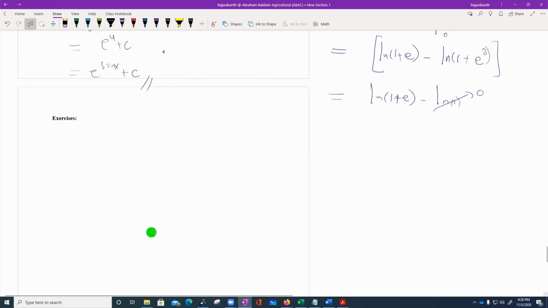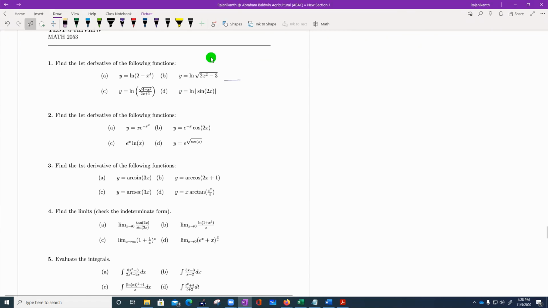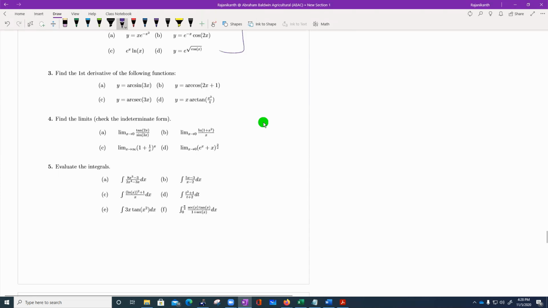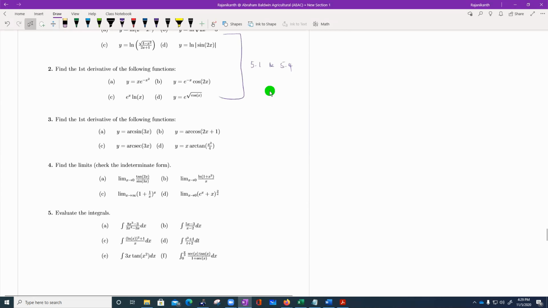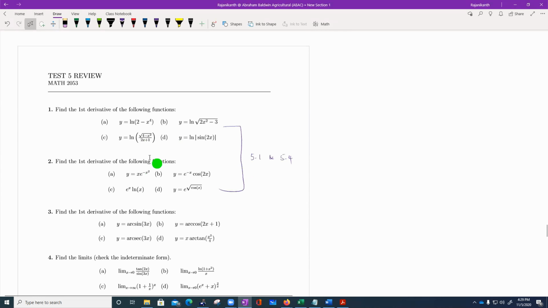Now if you look at the practice test problems I just posted, these two are coming from 5.1 and 5.4. That's why I put the problems separately. And now you should be good with these kinds of things, right?